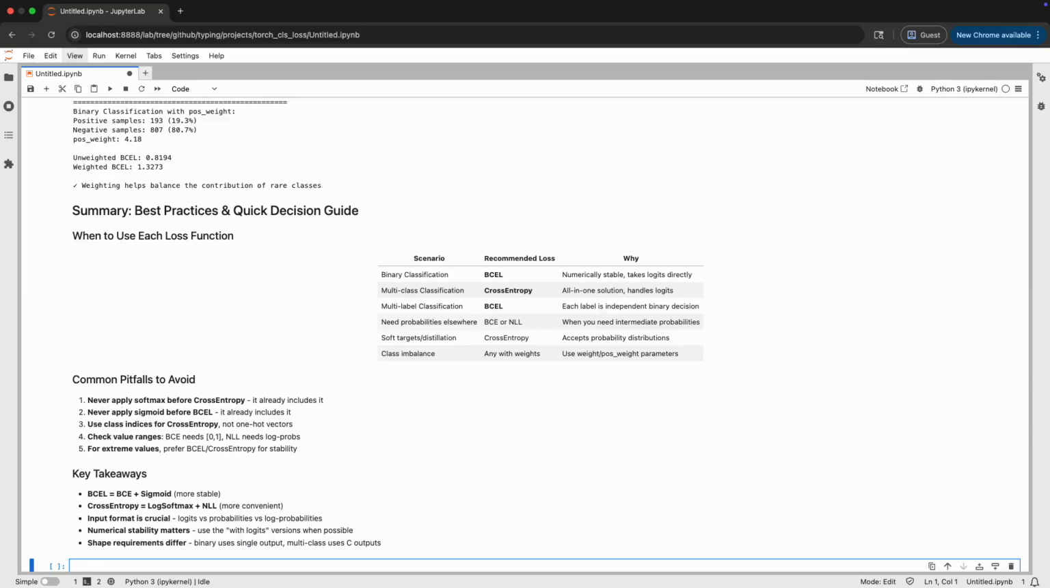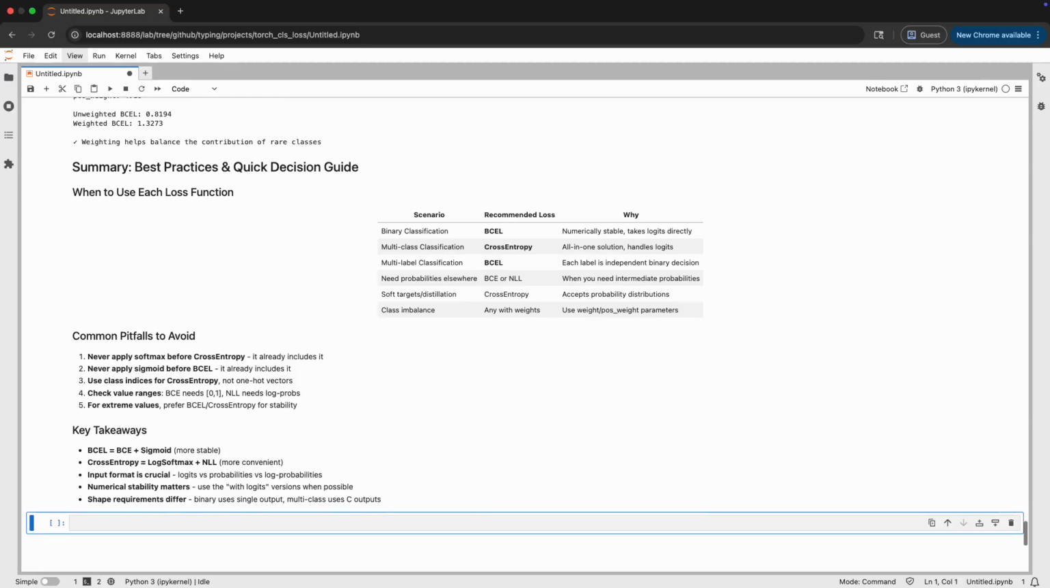The common pitfalls include never applying softmax before CrossEntropy or sigmoid before BCEWithLogits, using class indices not one-hot for CrossEntropy, checking value ranges, and preferring the WithLogits versions for numerical stability. The key takeaways are that BCEWithLogits equals BCE plus sigmoid, but more stable, CrossEntropy equals log softmax plus NLL, but more convenient, input format is crucial, numerical stability matters, and shape requirements differ between binary and multi-class.